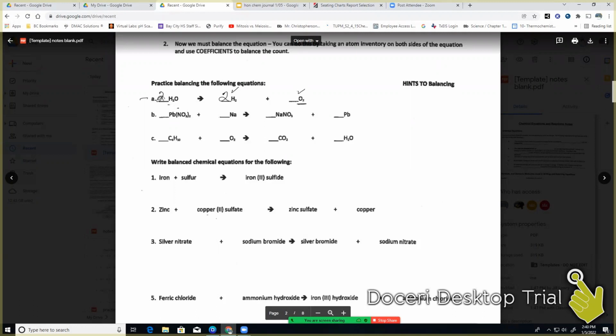So if I read this now and use my coefficients, because remember all of them have a coefficient, even if it's an assumed 1, I would say 2 moles of water, because I have a coefficient of 2, decompose, which just means breaks down into, here's my hydrogen, 2 moles of hydrogen gas, and I have an assumed 1 for my oxygen, 1 mole of oxygen gas.